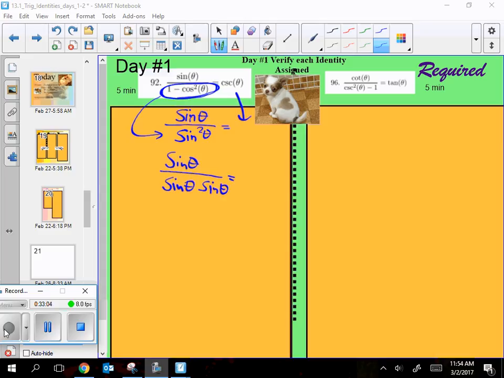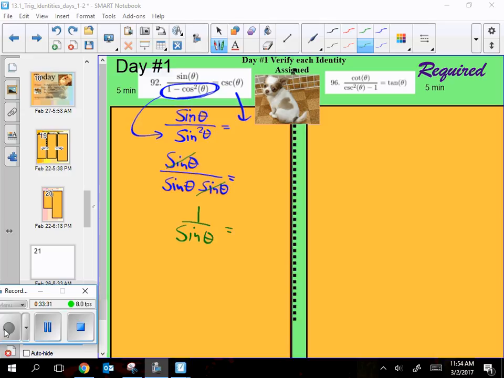Now what did I do? I changed my sine squared into sine times sine. Now tell me what you said again. Do you see why it's 1 over sine now? Because these can cancel. So now it's 1 over sine.